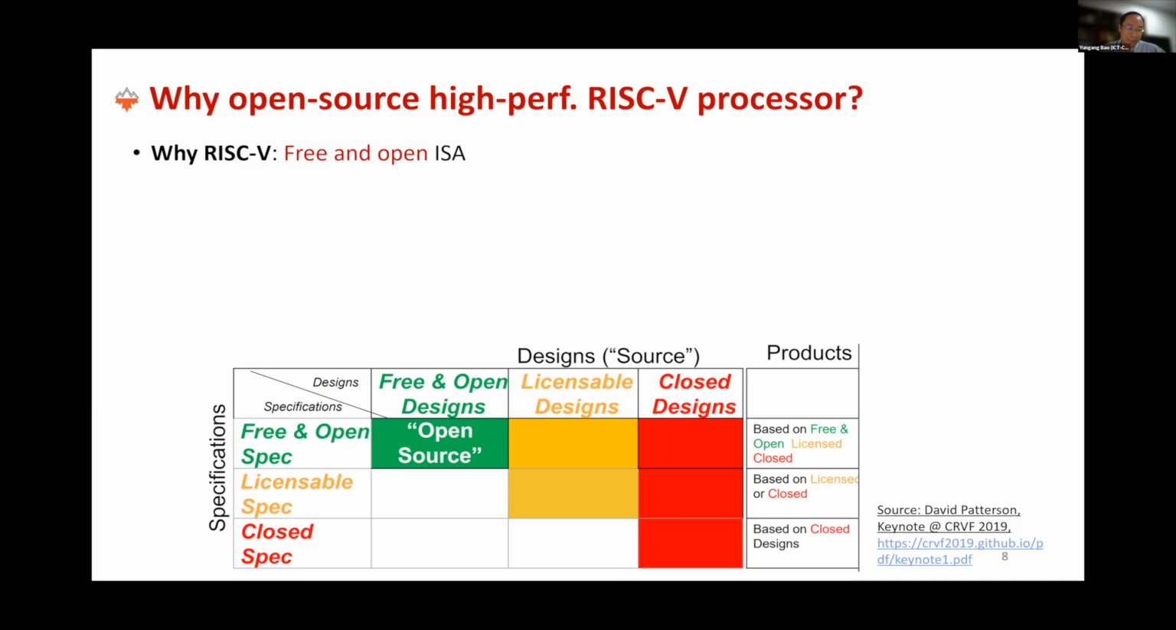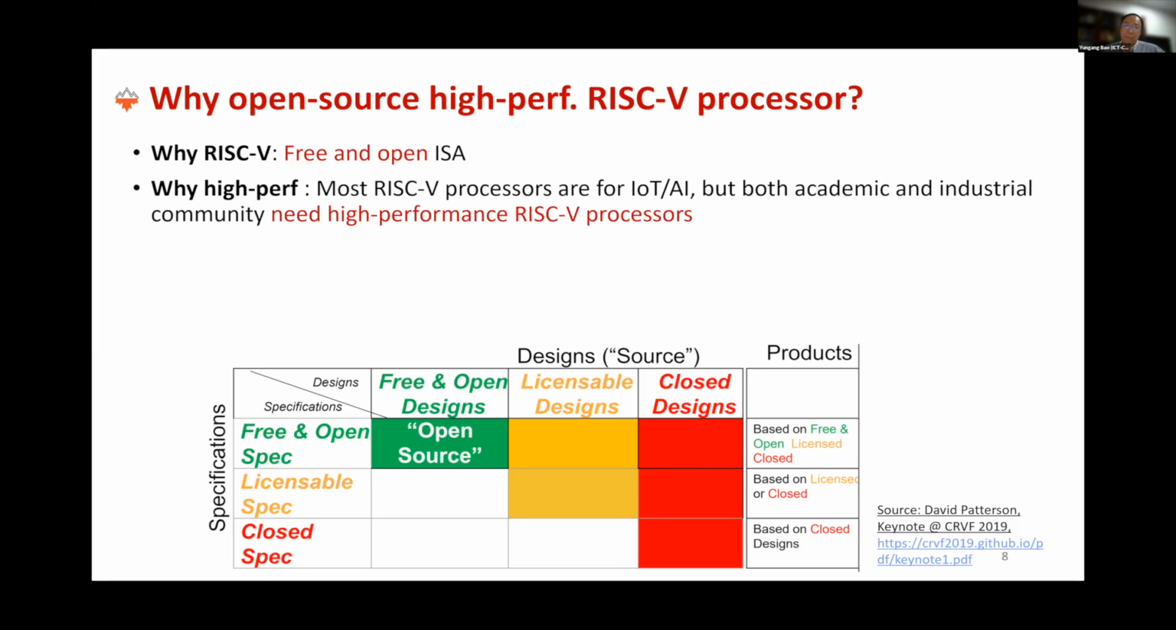Similarly, if the specification requires a license to get the instruction specification, it is also impossible for us to design free and open processors. Only when we have the free and open spec can we do open and free designs. So this is why we choose RISC-V.